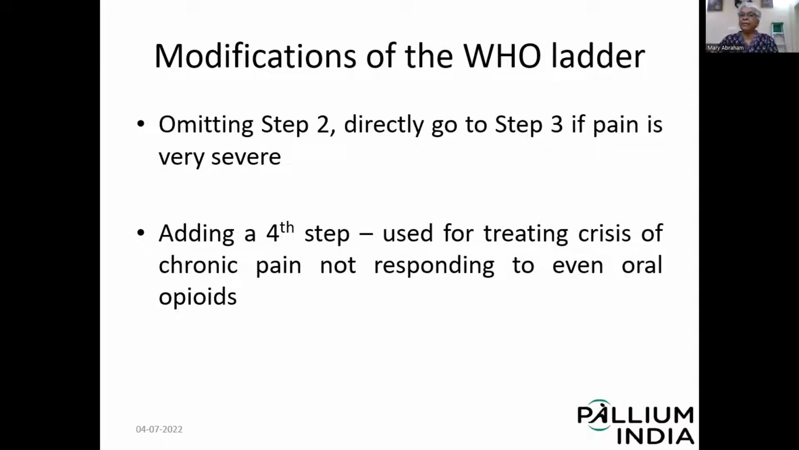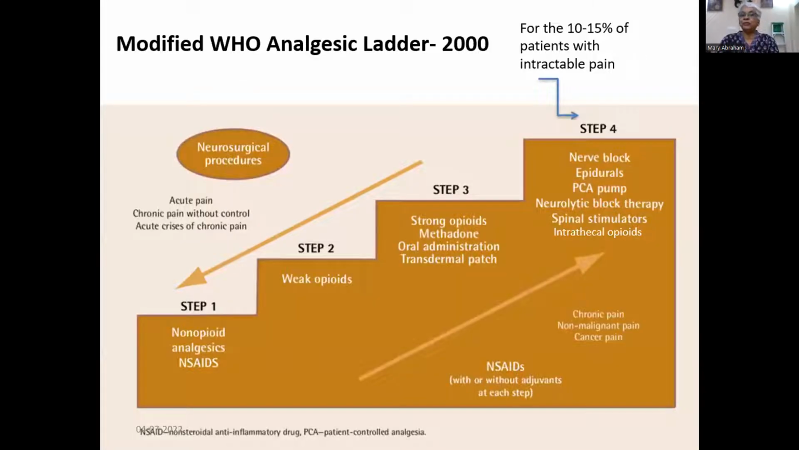Now, some modifications of the WHO analgesic ladder are there. Sometimes you can omit step 2 and directly jump from step 1 to step 3 if the pain is very severe. Or you can add a 4th step to the ladder that is used for treating intractable pain, which is not responding to the oral opioids. This was devised somewhere in 2000, in which the 4th step of the ladder was for that segment of patients, say about 10 to 15% of patients, who do not respond to the step 3 drugs or the strong opioid drugs. So what are the modalities that we use in step 4?